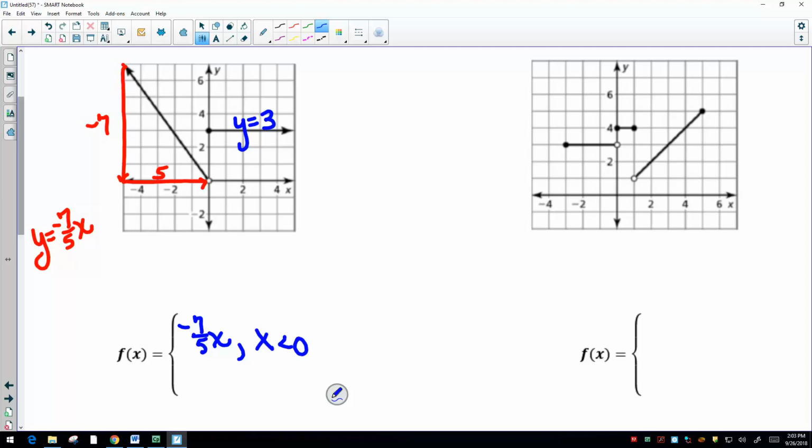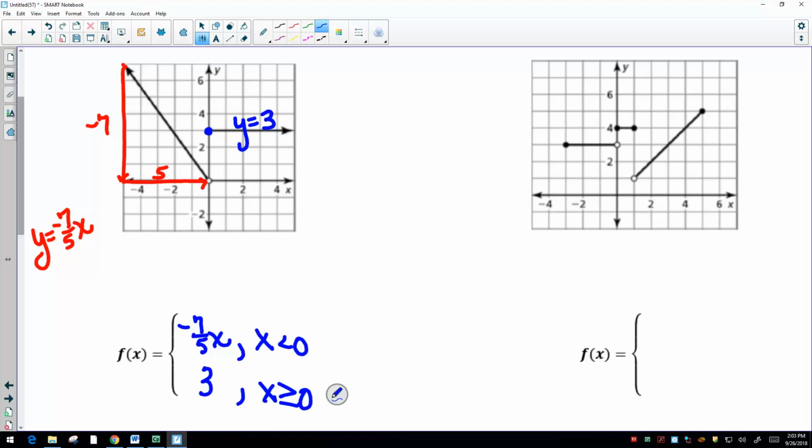Second part of my graph, I have the equation y equals 3. So I'm going to write 3, comma. And now it can include 0 because, again, I have that filled in circle. So for this part, as long as x is greater than or equal to 0, I can graph that equation y equals 3.